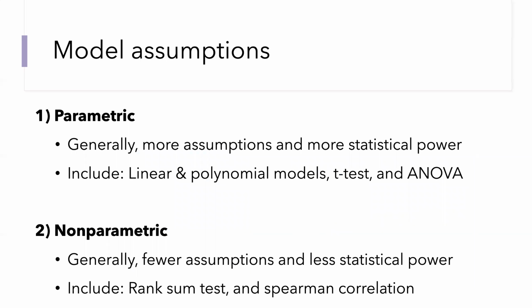And this brings me to models that we can use for estimating differential protein abundance and the corresponding assumptions. The models can be categorized into two broad groups. The first group is parametric models. Generally, parametric models make more assumptions, but they also provide more statistical power when those assumptions are fulfilled.